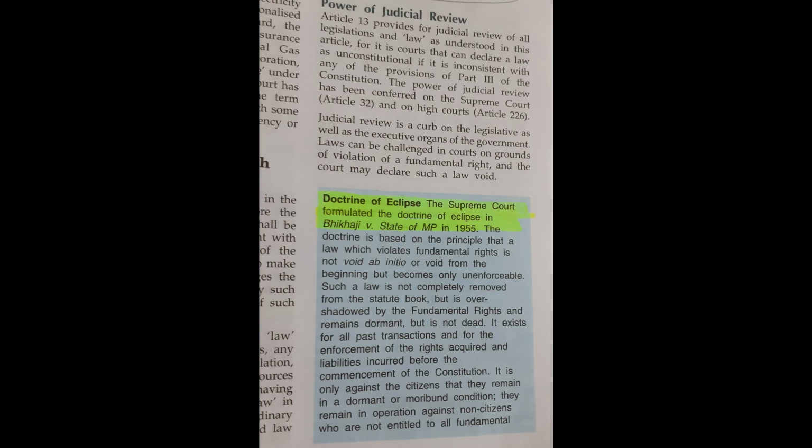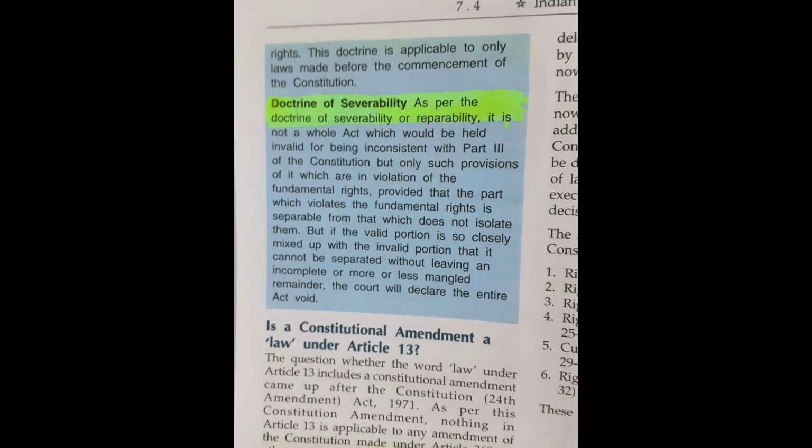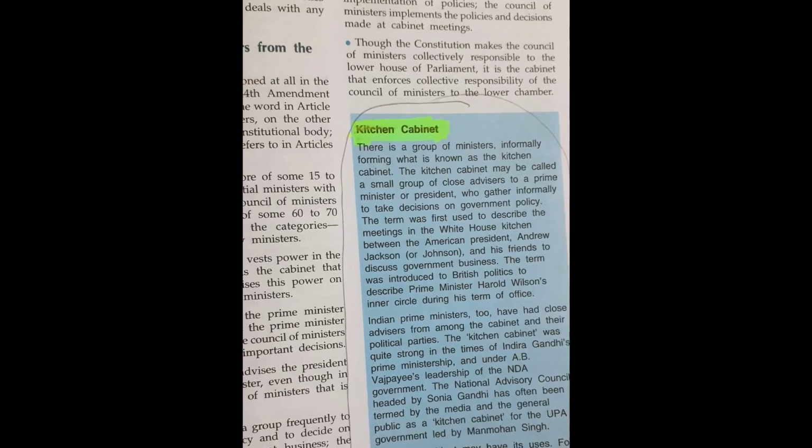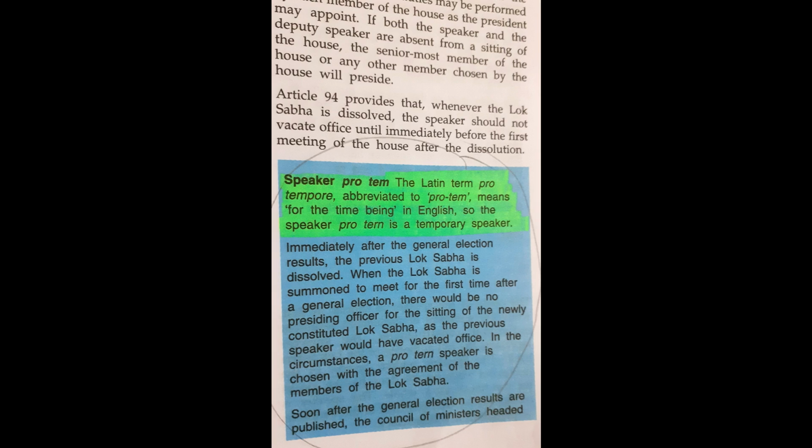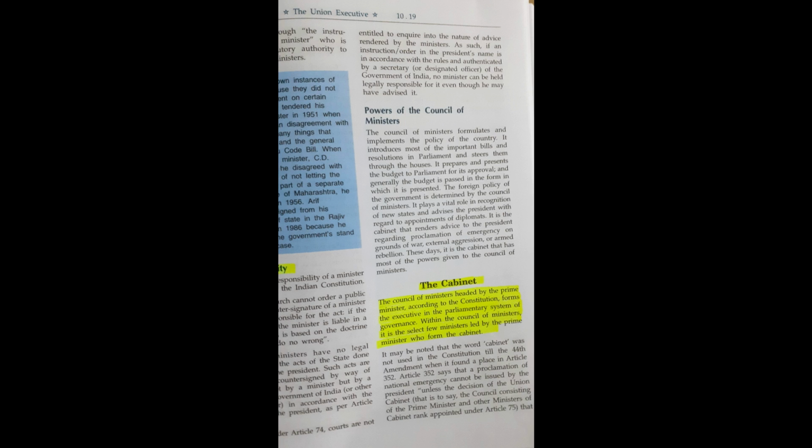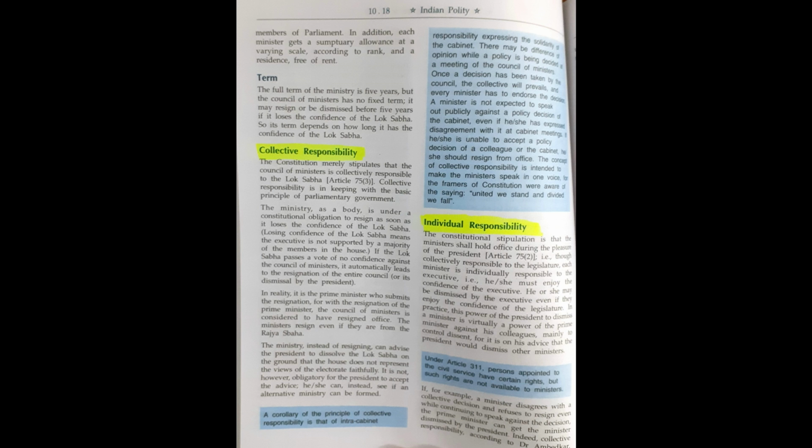Interesting details, for example, the doctrines of eclipse and severability, the meaning of cabinet and kitchen cabinet, the appointment and role of pro tem speaker, the meaning of collective, individual, and legal responsibility of the ministers, are explained and highlighted to catch attention and enable recall.